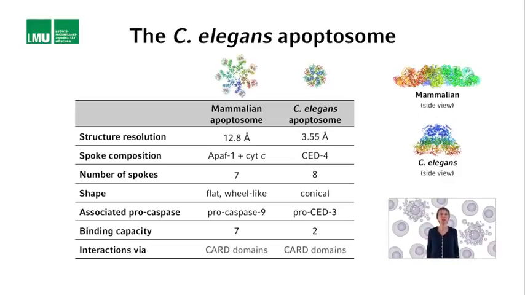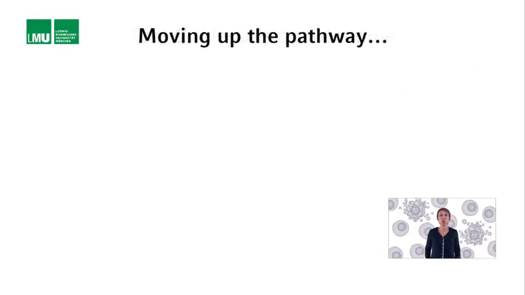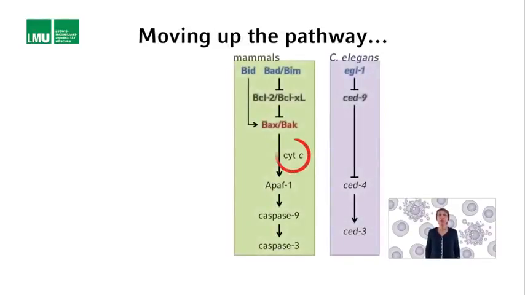This binding is mediated through the CARD domains present in both pro-CED3 and CED4. The two pro-CED3 molecules bound per apoptosome presumably are forced to dimerize, which then leads to their cleavage in trans and their full activation. So far, everything seems to be quite conserved at the molecular level. However, moving even more upstream in the pathways, things start to become different. In the mammalian pathway, there is cytochrome C upstream of APAF1. However, there is no cytochrome C upstream of CED4 in the C. elegans pathway.